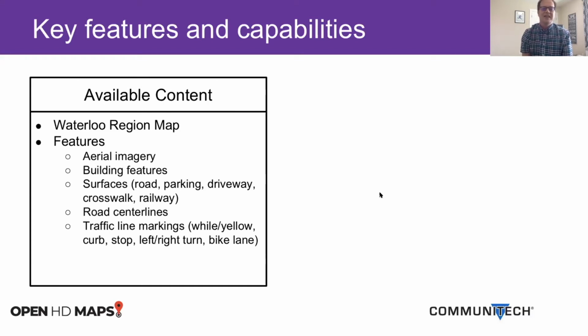It has data with respect to aerial imagery, but also a lot of the features that Acopia has contributed to the platform, in terms of surfaces of roads, parking, and so forth. But even road center lines and traffic line markings. So that's really the highly accurate location of these markings that would be used by an autonomous vehicle to navigate in that space.